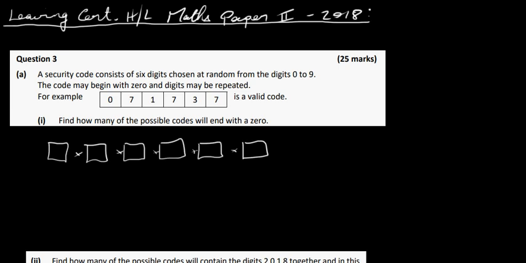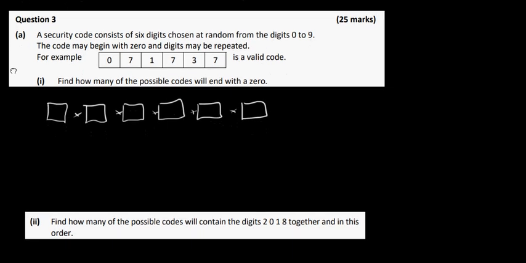Okay, so let's have a look at the Leaving Certificate Higher Level Maths Paper 2 for 2018, and we're going to have a look at question 3. So we have a security code, and it consists of 6 digits chosen at random from digits 0 to 9. The code may begin with 0 and digits may be repeated. So for example, we can have 071737. How many of the possible codes will end in 0?